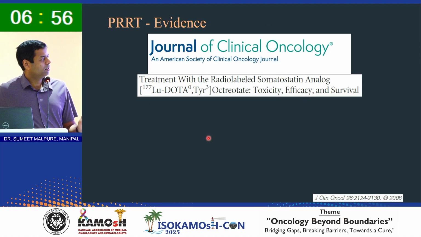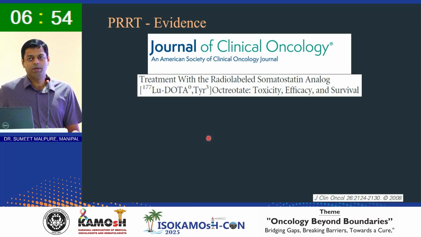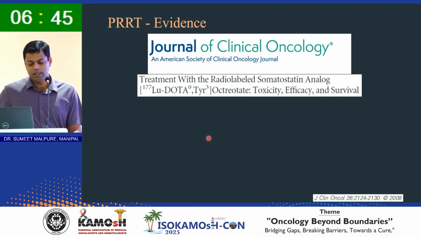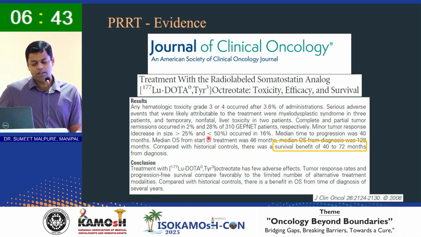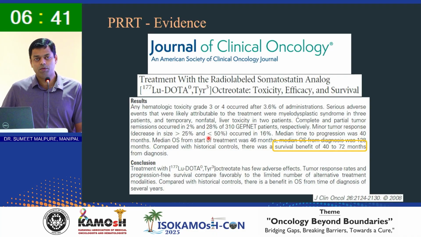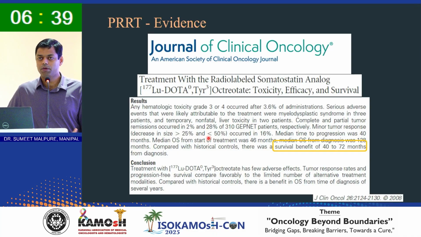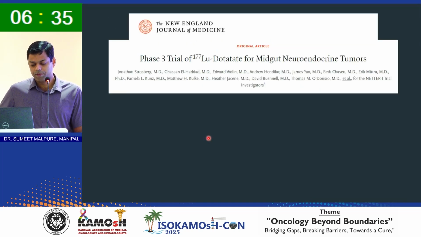Coming to evidences, this was the first paper, which was published in JCO. This is a phase 2 trial where they saw the efficacy and the toxicity of PRRT. Here, as you can see, there was a survival benefit of 40 to 72 months as compared to the control group. The control group was octreotide. This was done in grade 1 tumors.